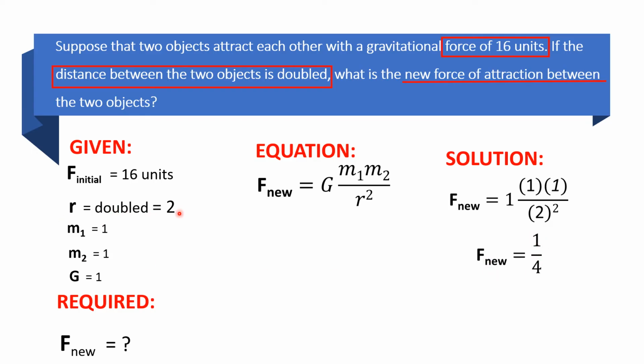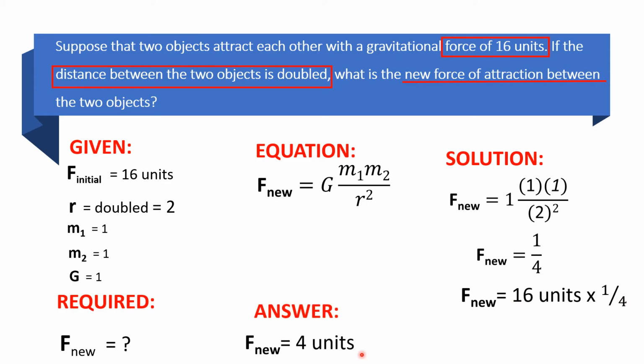Meaning, if I double the distance, the force of gravitation between the two objects will be 1/4. Binigay ko na rin yan kanina. Kaya lang sinolve natin, so hindi pa to final. Kailangan natin kunin yung 16 units. So, ang gagawin lang natin, we just have to multiply 16 to the value of proportionality that we solved, and that is 1/4. So, 16 times 1 is 16 over 4. So, the answer would be 4 units. So, as simple as that, no?